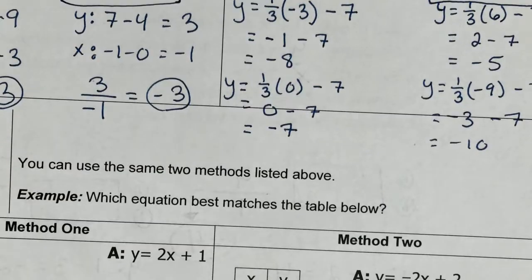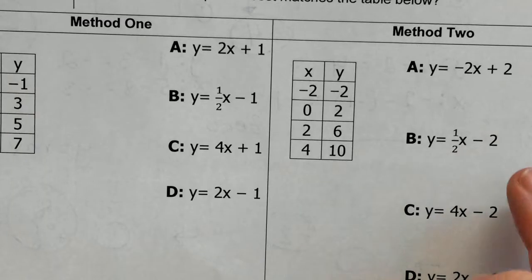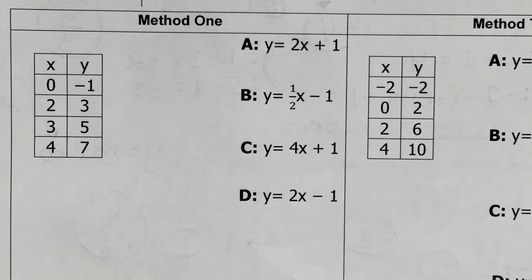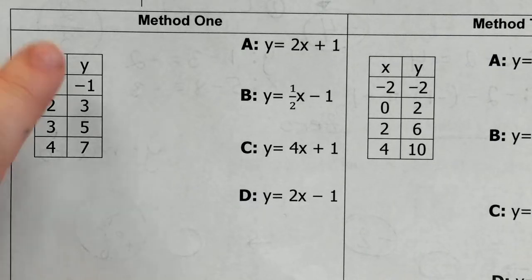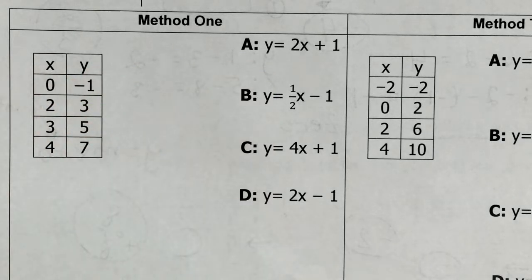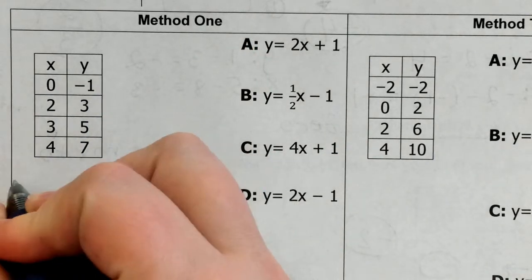So let's look at our other example. With these two on the bottom, we're doing the same kind of thing, except now I've given you a table and I'm asking you to find the matching equation. Again, you can use slope and y-intercept for this, or you can use substitution. So method 1 is using slope and y-intercept, so let's do that.